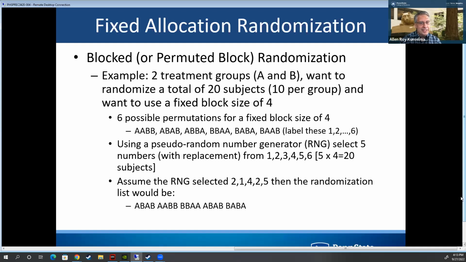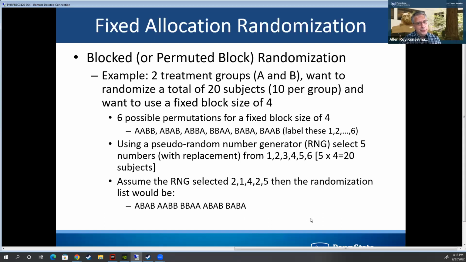Then our final randomization list will pick block 2, which is ABAB, and then block 1, which is AABB. Then it picks block 4, which is BBAA. Because we did it with replacement, it picked block 2 again, ABAB, and then block 5. So this would be our treatment list. As you can see, it's perfectly balanced. With all 20 subjects, we have 10 A's and 10 B's, and within each of these little blocks, there are 2 A's and 2 B's.